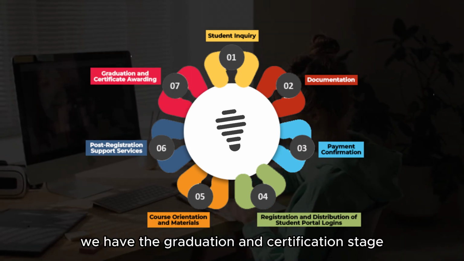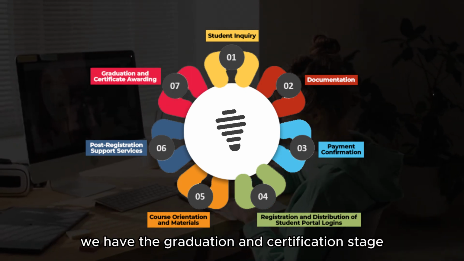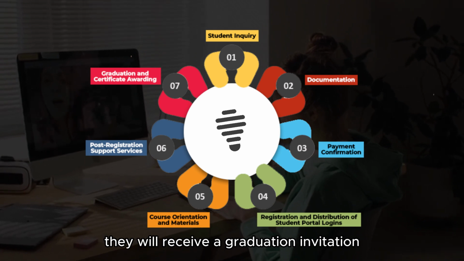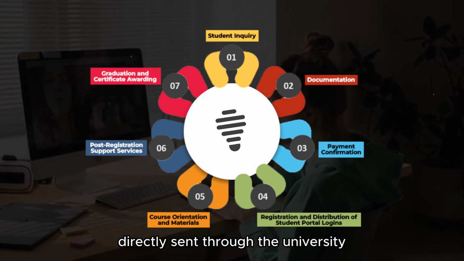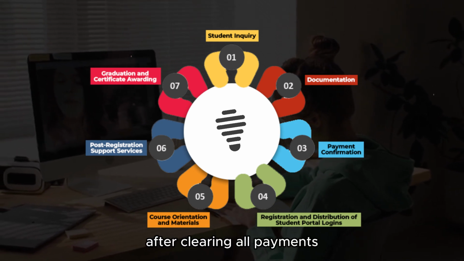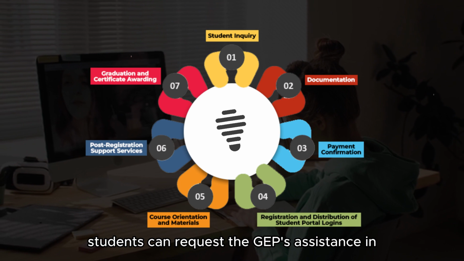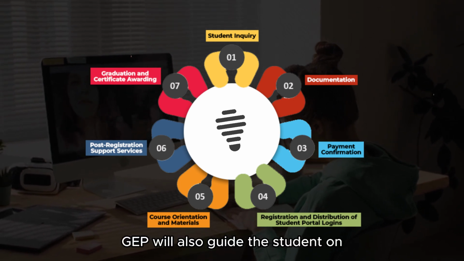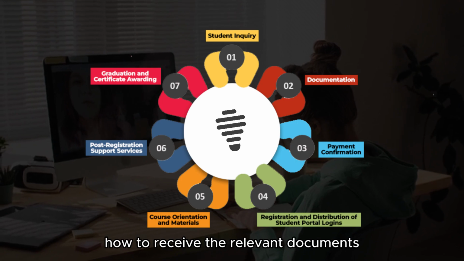And finally, we have the graduation and certification stage. Once the student has completed their programs, they will receive a graduation invitation directly sent through the university email to their student email address. After clearing all payments, students can request GEP's assistance in tracking the certification status. GEP will also guide the student on how to receive the relevant documents.